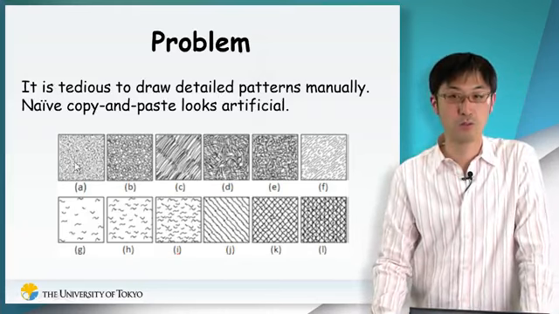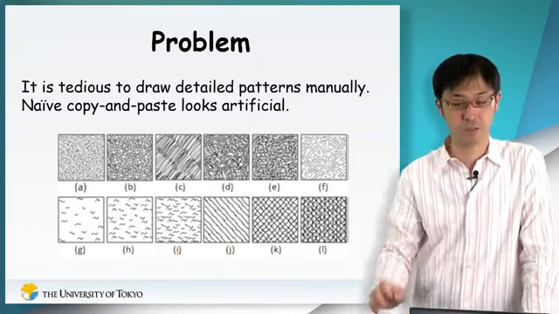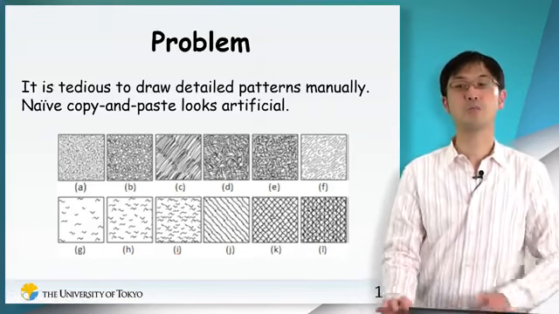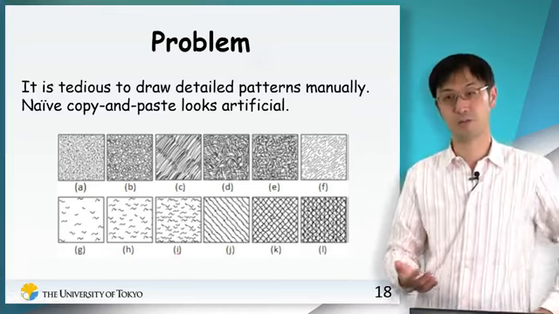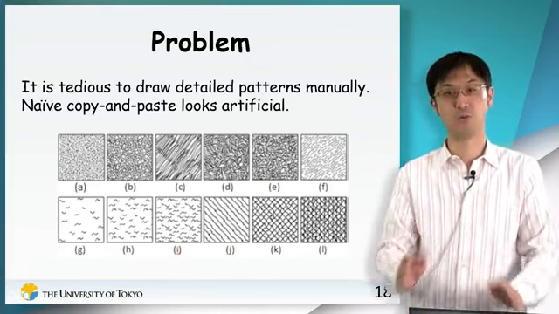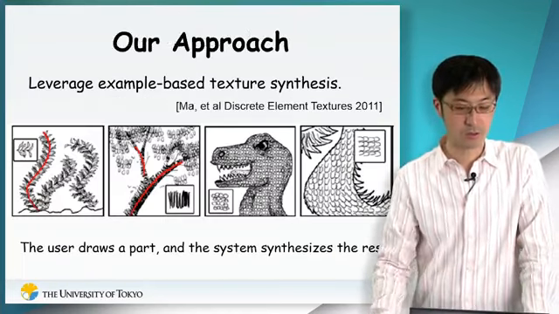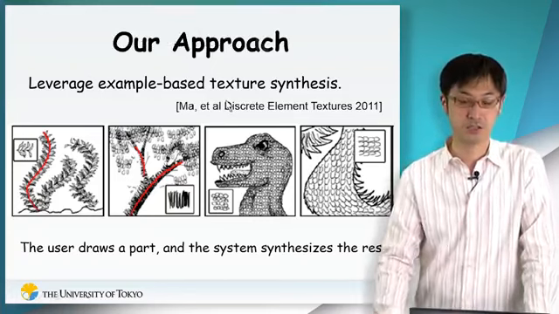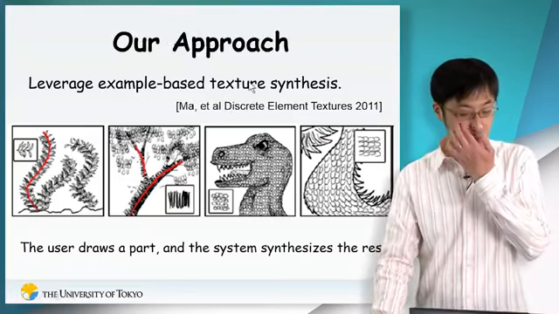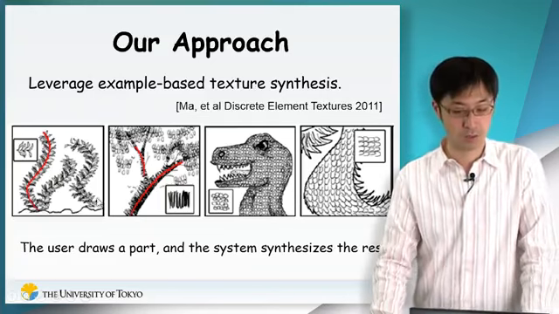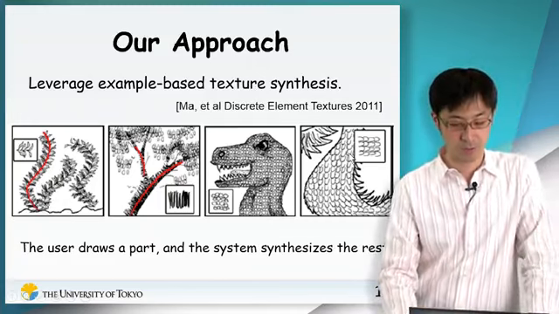If you want to draw these kinds of patterns using your pen, you have to draw every detail, which is very tedious. One possible approach is to copy and paste to generate repeated patterns, but the repetition is visible and looks too unnatural. So our approach is to use an example-based texture synthesis technique published in 2011. Using this technique and combining interaction techniques, you can draw these kinds of repeated patterns very quickly and efficiently.